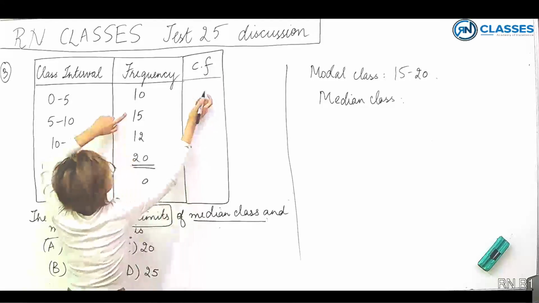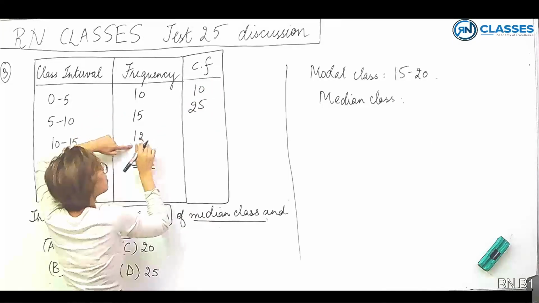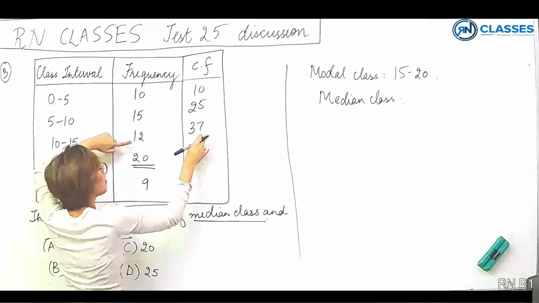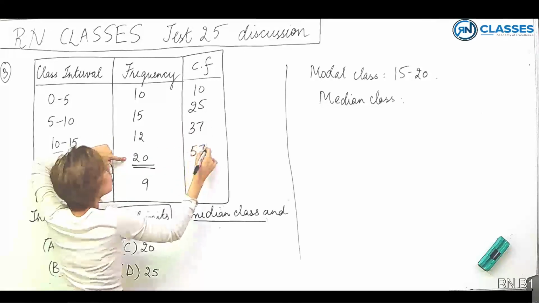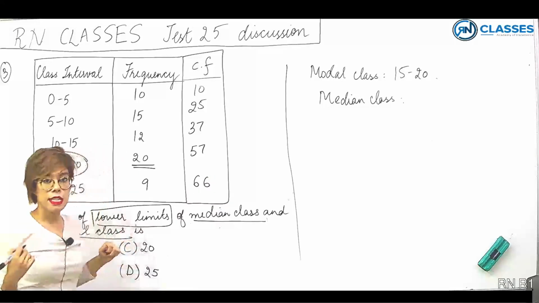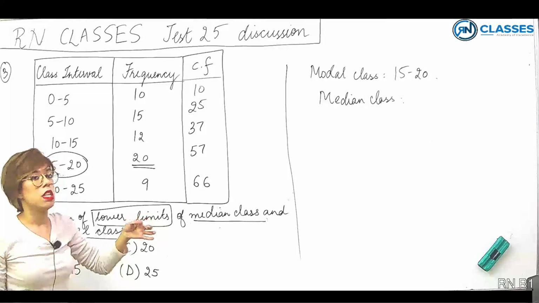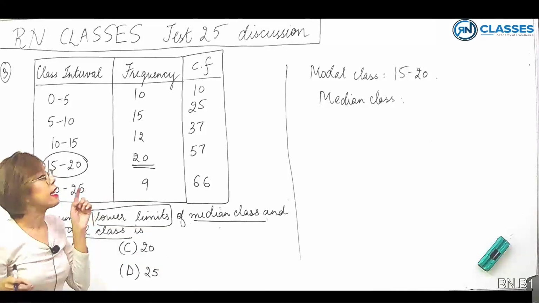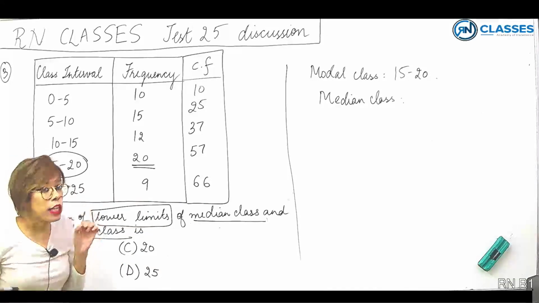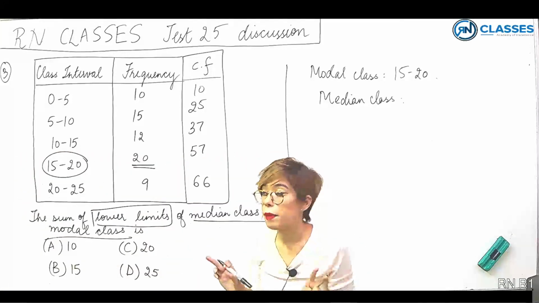Right? So first will be 10, then 10 plus 15, 25, then 25 plus 12, that is 37, 37 plus 20, that is 57, 57 plus 9, that is 66. Right? Total number of observations, obviously 66. Middlemost. So 66 by 2, that is 33.